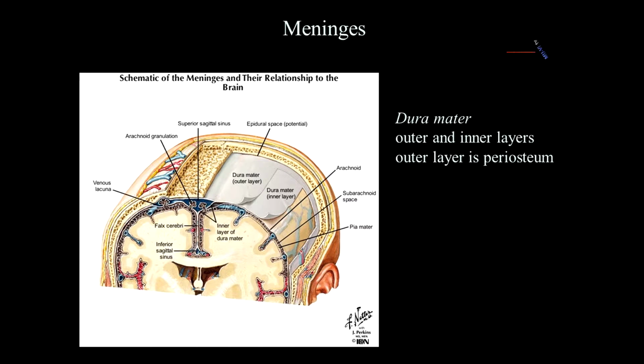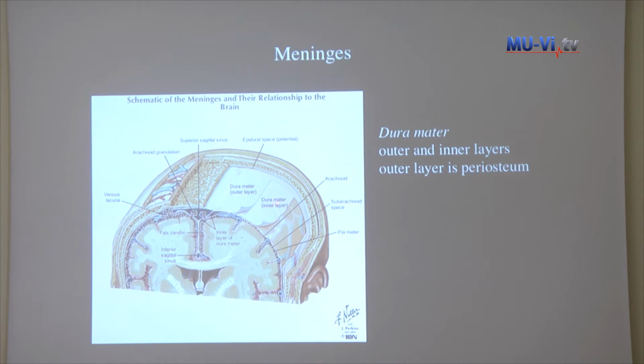But it's good to understand that the outermost layer of the dura mater is nothing else than the periosteum, which lines the inside of the skull. But this periosteum is fused with the true dura mater layer, and therefore we say it has 2 layers. It's a double-layered structure, but the outer layer actually is the periosteum.